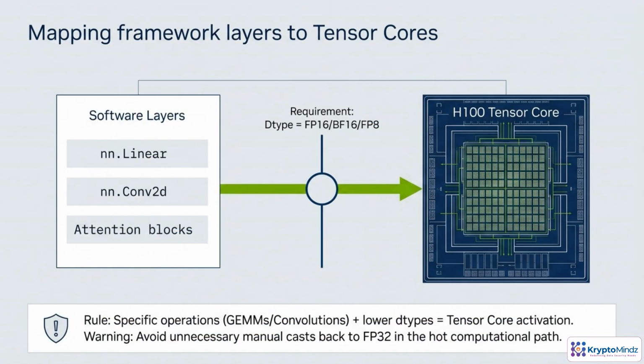To actually hit H100 tensor cores, your high-level layers must compile down to matrix multiplies or convolutions in low precision. When linear, convolution, or attention projections run in FP16, BF16, or FP8, the framework routes them onto tensor cores and you get the big throughput gain. The main trap is unnecessary casting back to FP32 inside your hot path. Keep the math in mixed precision end-to-end and only convert to FP32 at the boundaries where you truly need it.